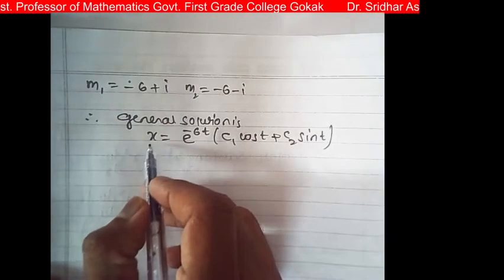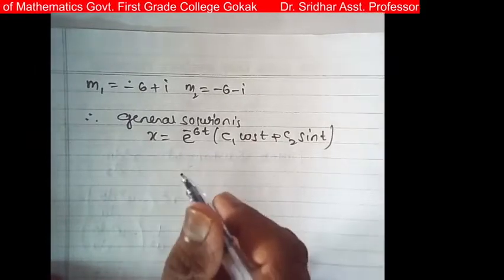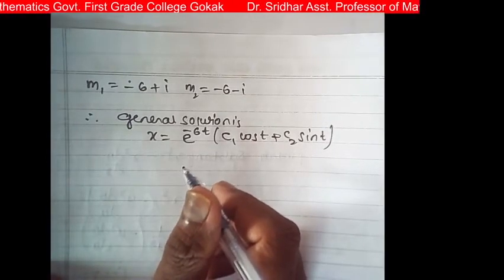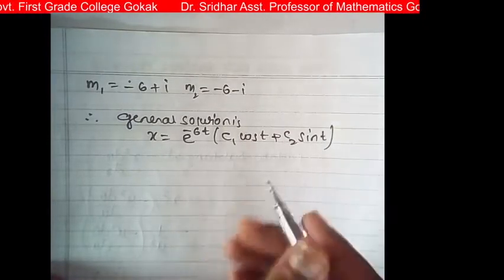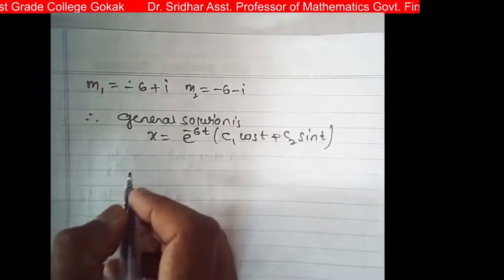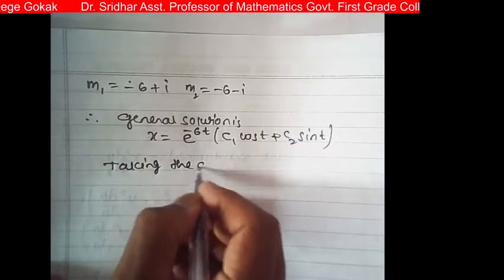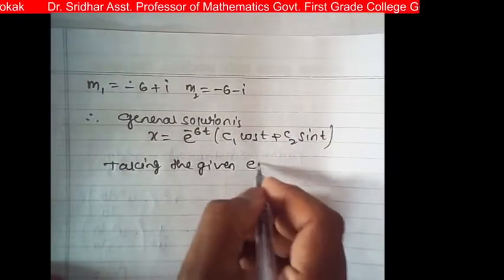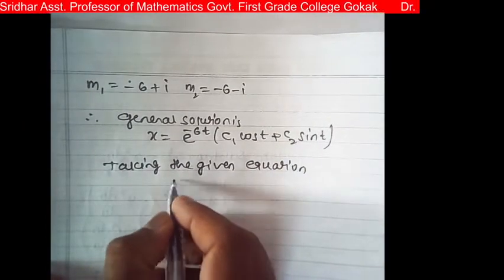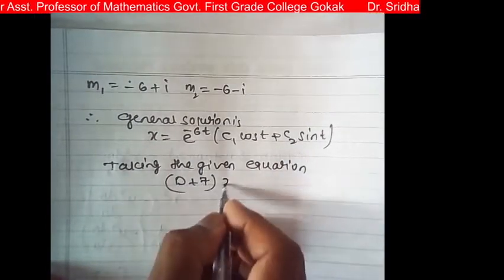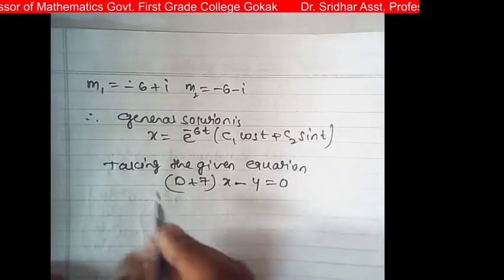Okay, now we got the x value. Next we have to find the value of y. To find the value of y, again take the given equation. What is that equation? The first equation is D plus 7 into x minus y equal to 0. Correct? So this is the given equation.